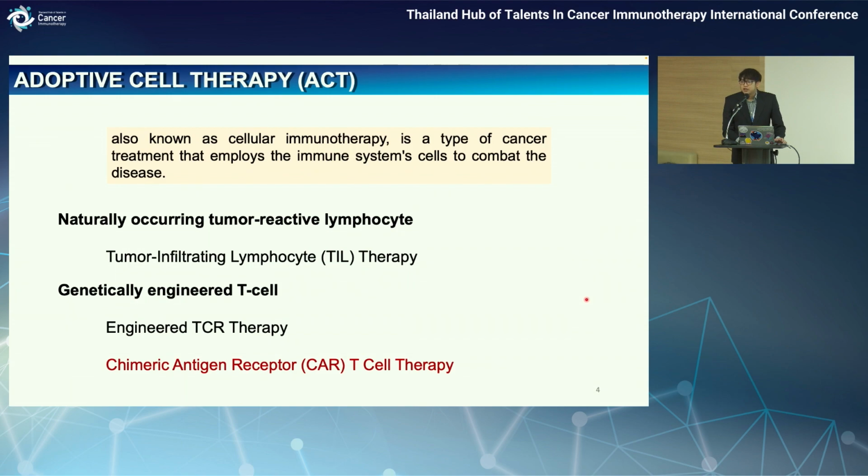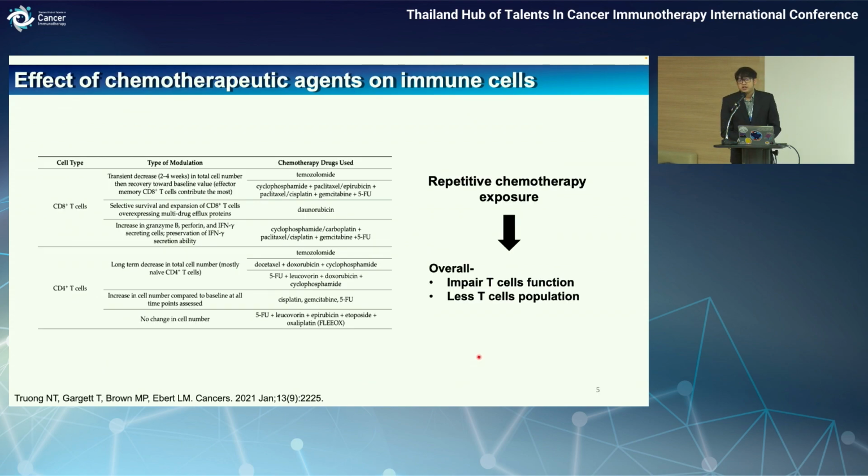In addition to stem cell transplantation, another treatment of choice is adoptive cell therapy, which is the way to teach our immune cells to fight against cancer. And now we are focusing on the chimeric antigen receptor that was talked about during the sessions yesterday and today. As I mentioned earlier about chemotherapy, this table demonstrates the repetitive chemo exposure on both CD8 and CD4 T cells that causes impairment of T cell function and a lower T cell population. That's the limitation of ACT, that we cannot collect mature T cells from the patients.